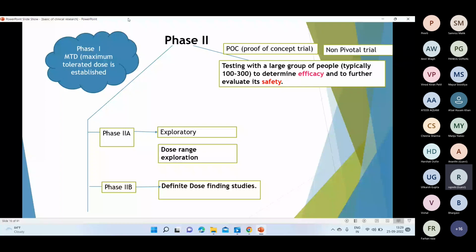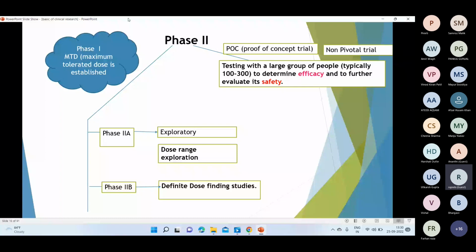Non-pivotal means whenever the data of that particular trial is submitted to regulatory authority, that trial is called pivotal trial. But data of phase 2 trial is not submitted to regulatory authority for approval purpose. Means with the phase 2 trial data, you cannot get the approval of the drug. And it's a proof of concept trial. Means here we will check the efficacy of the drug, whether our drug is working or not.